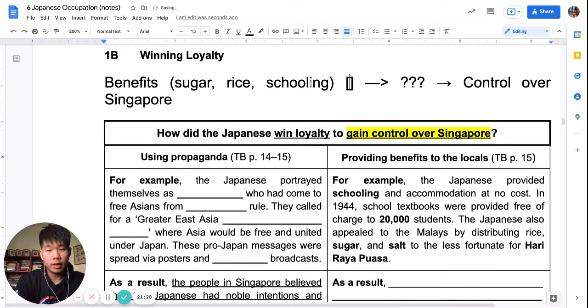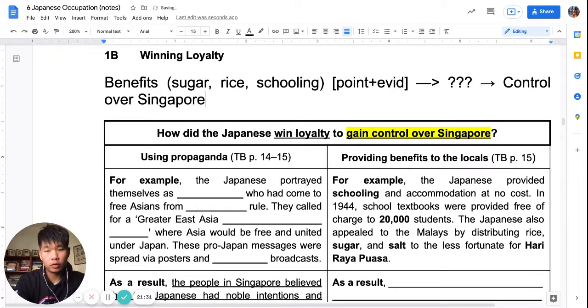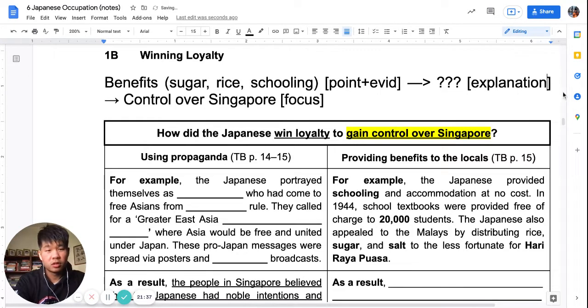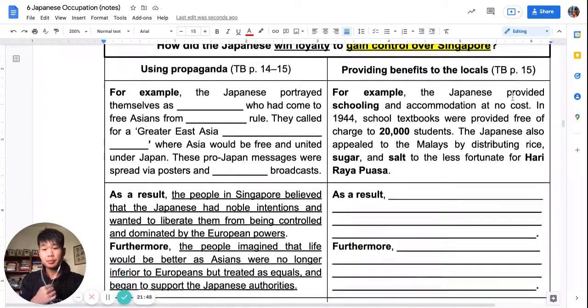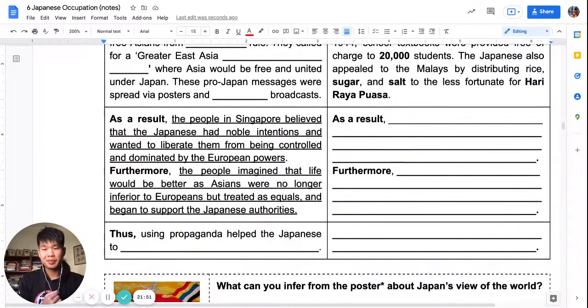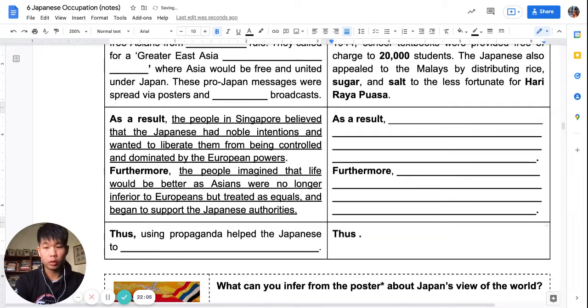Because what links your point plus evidence to your focus is precisely the explanation. So you really need to think about what goes into this question mark. How do I go from the benefits to control? That's the explanation. Let me pause the video and think about it on your own. Read your answer now. Does it make sense? Does it go from the evidence to the explanation, which is to the focus, which is thus providing benefits?